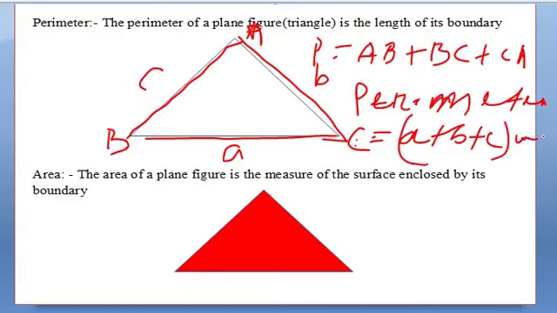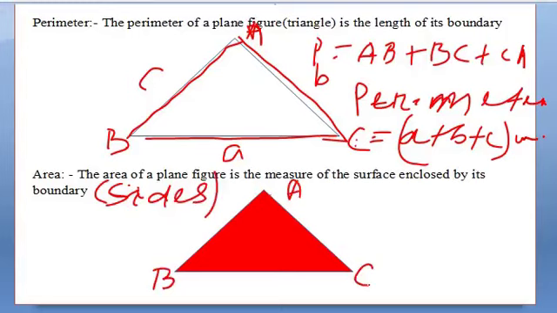Now, what is area? Area of a plane figure is the measurement of the surface enclosed by its boundary. Enclosed by its boundary means enclosed by its sides. Look at this figure, this is A, this is B, this is C. This is the boundary line, these are the sides, and this inner part is known as the area of a triangle.